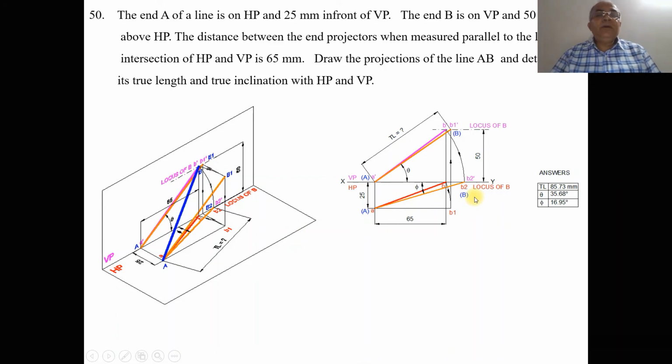So this is how you will be able to analyze this problem on the projections of lines.